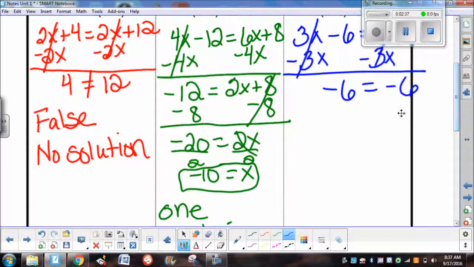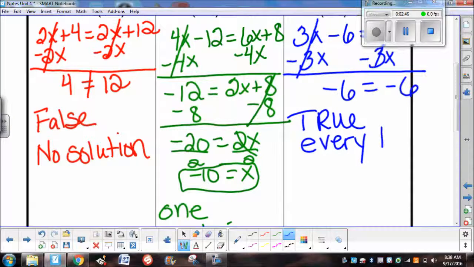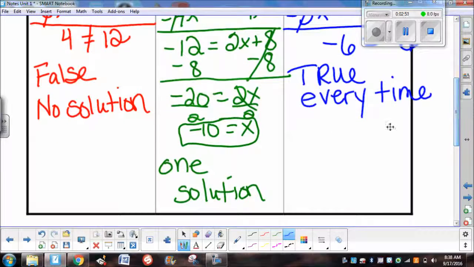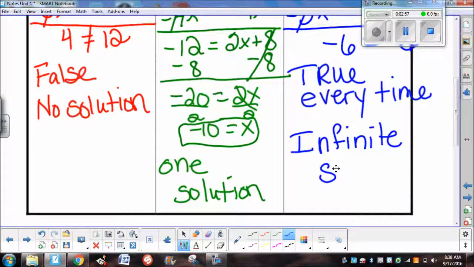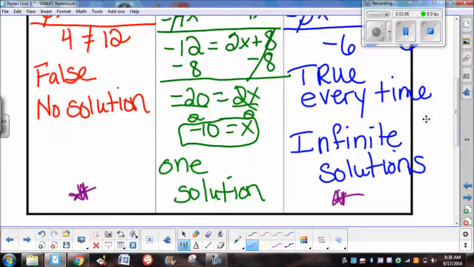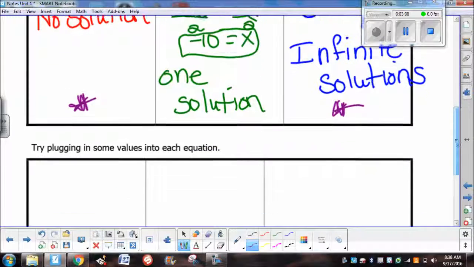We don't have a variable here, but does negative 6 equal negative 6? This is true every time. So this is the situation where we have infinite solutions. So we could say that the infinite solutions and the no solutions are the two new types of equations that we need to talk about.